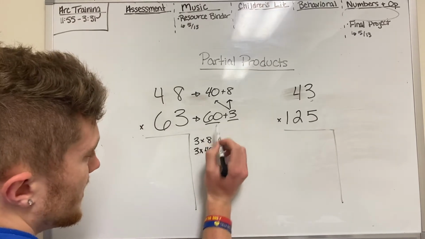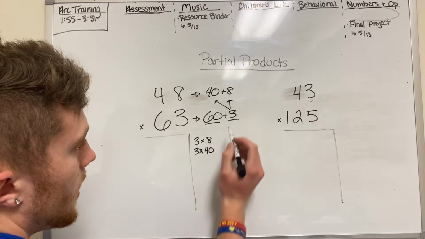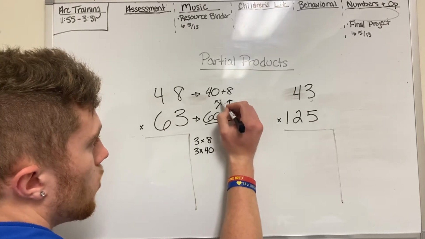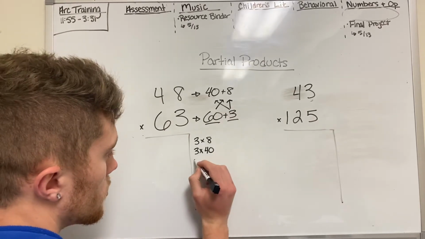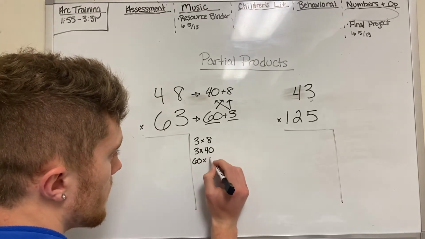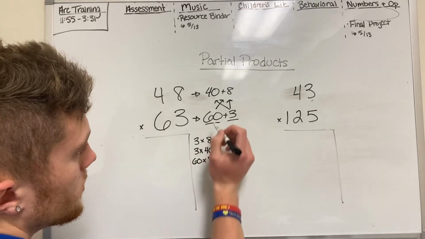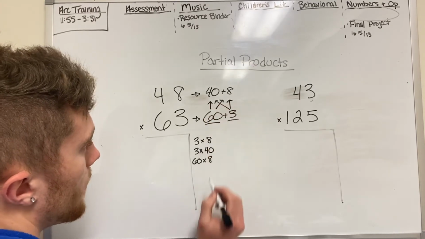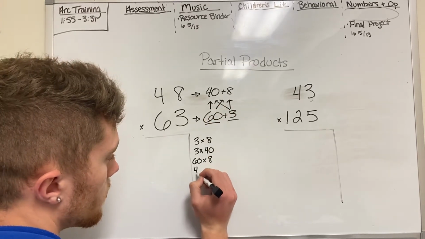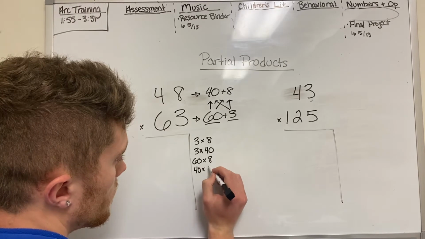Next, we're going to take the tens place of the bottom factor and multiply it by the ones place of the top factor. So we have 60 times 8. And finally, we're going to take the tens place of the bottom factor and multiply that by the tens place of the top factor, which gives us 40 times 60.